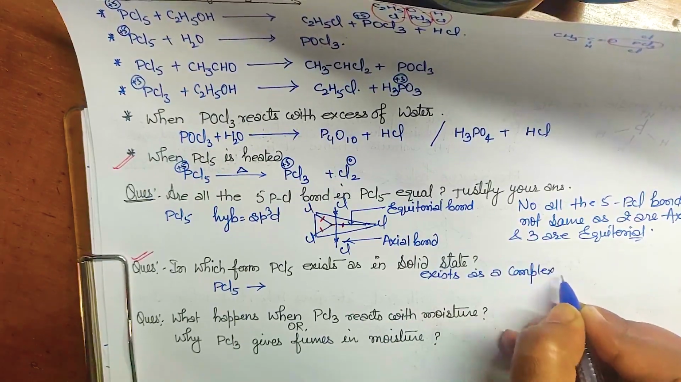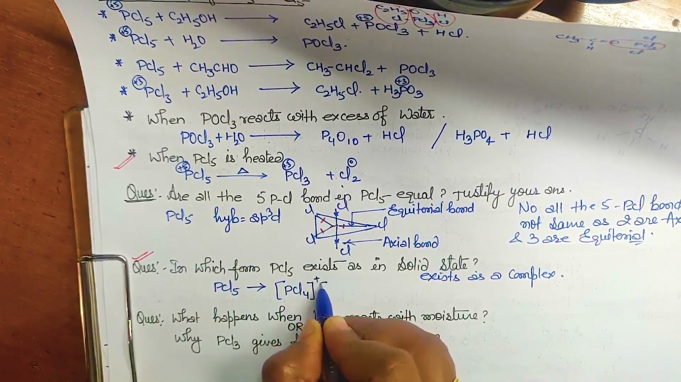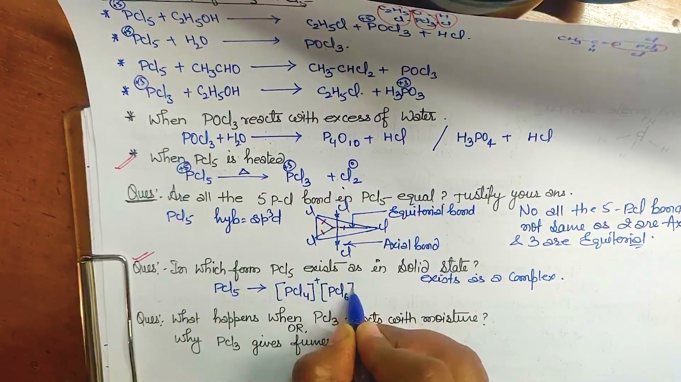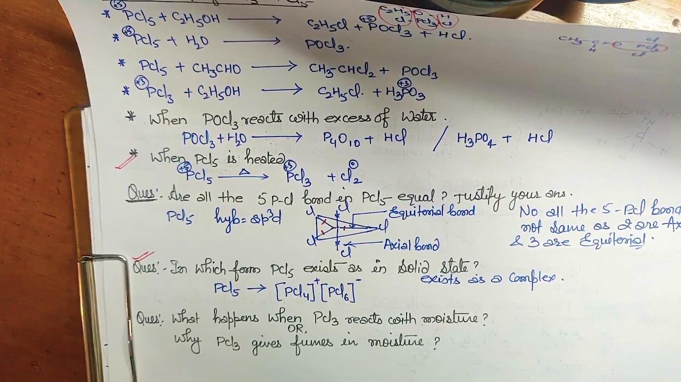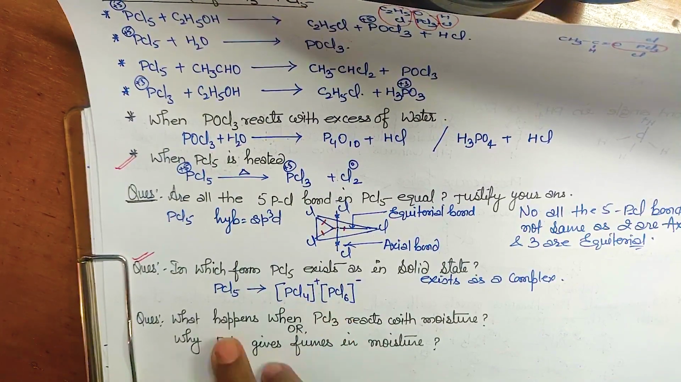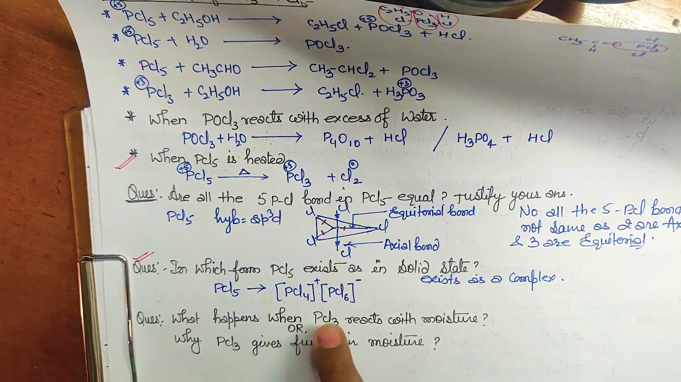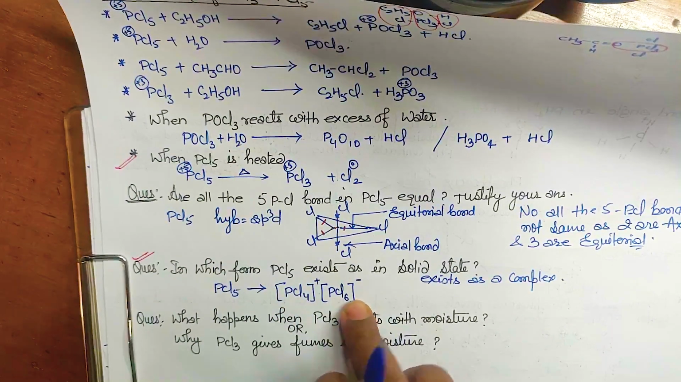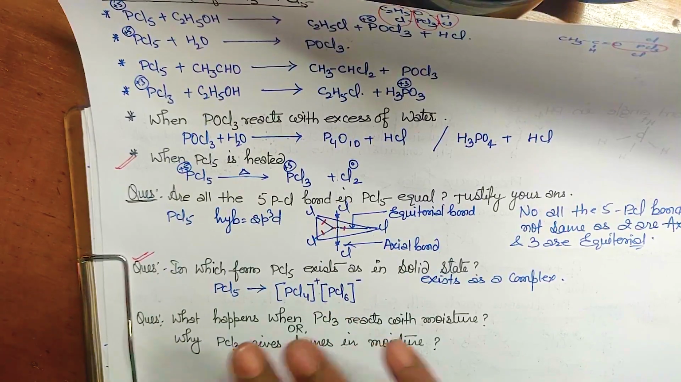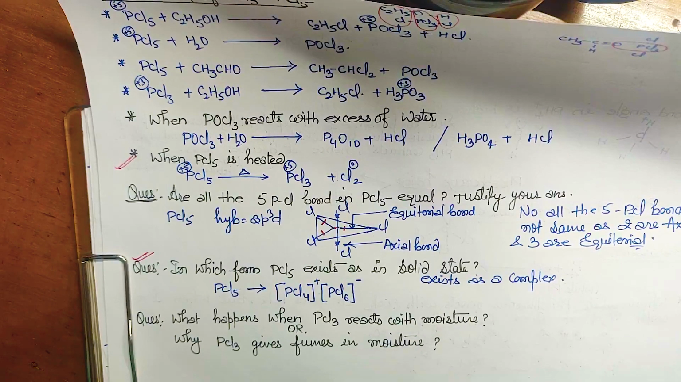And how does the complex form? It will give you PCl4+ and PCl6-. The oxidation number will be the same in both cases, here also +5, here also +5. So this is called tetrachlorophosphorus(V) and hexachlorophosphate(V). I will explain how to write the name in coordination chemistry. Don't worry about that.